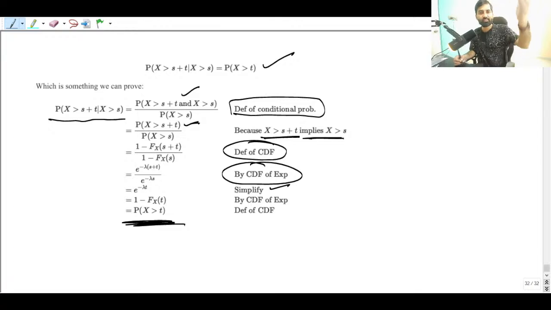So I think these points are okay, right? You guys can just note down and you will get the result. Understand? Fine.